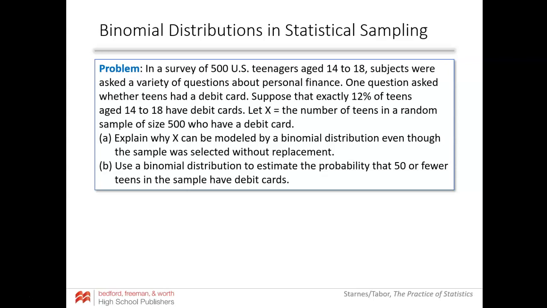So, in a survey of 500 US teenagers, 14 to 18 years old, subjects were asked a variety of questions about personal finance. One question asks whether teens had a debit card. Suppose that exactly 12% of teens aged 14 to 18 have debit cards. Let X equal the number of teens in a random sample of size 500 who have a debit card. Explain why X can be modeled by a binomial distribution even though the sample was selected without replacement.